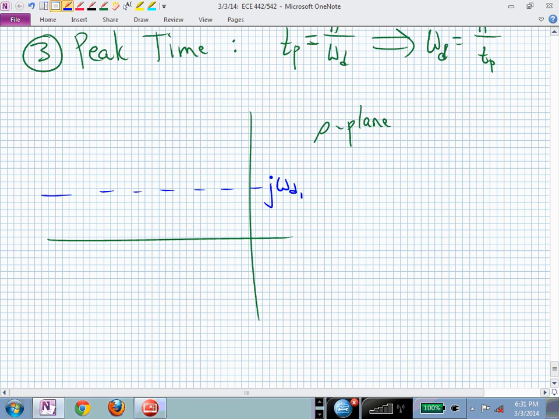Or maybe they give you a different time to peak associated with this red dashed line. Now, this one will give you a time to peak 2, and this one, let's say, gives you a time to peak 1. How are those two related?